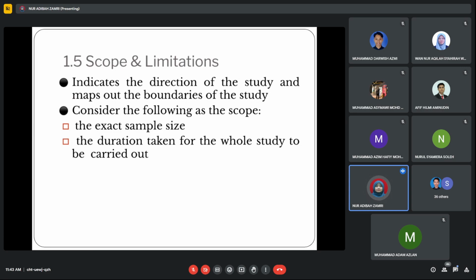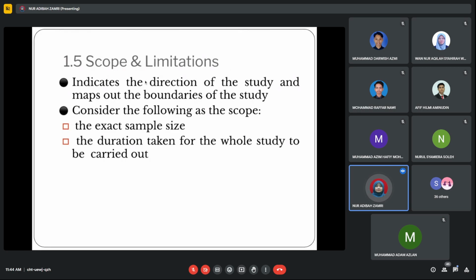All right, let's continue. Okay, this is scope and limitation. Basically, scope is how many respondents you're going to have later, the exact sample size, and also the duration taken for the whole study to be carried out. Basically like 2 weeks to conduct the study and so on.